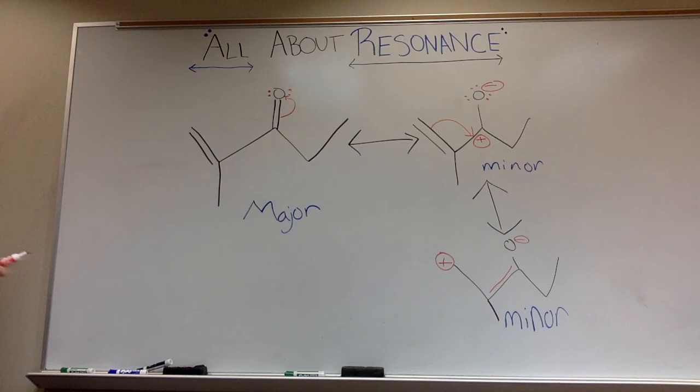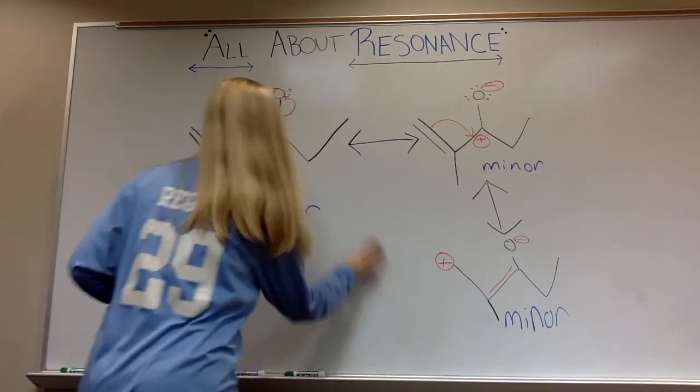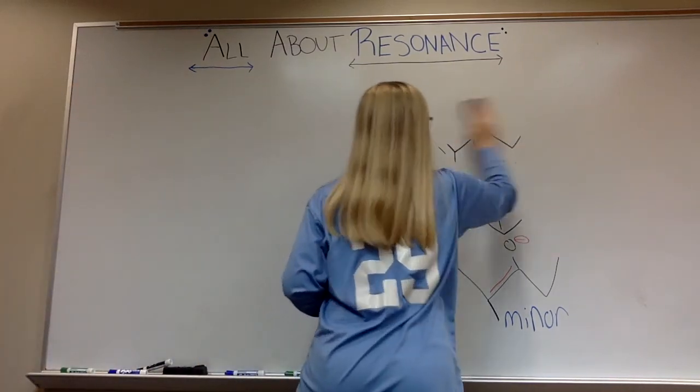When drawing resonance structures, make sure you have an actual arrow. If you only draw one line coming off of the arrow and you have like half an arrow, that means that only a single electron is moving. So in all of these arrow-pushing mechanisms, there are 2 electrons moving at a given time.